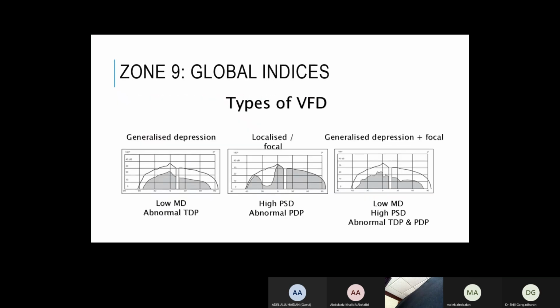In this type of visual field, we have generalized depression. We expect in this type we'll have a low mean deviation. Mean deviation will be affected, but the pattern will not be affected. And we'll have an abnormal total deviation plot, the first one. When we have a localized focal defect, we'll have a high pattern standard deviation and an abnormal pattern deviation plot. When we have both, both will be affected. Mean deviation will be low, meaning affected, and the pattern standard deviation will be high, meaning affected, with abnormal total and pattern deviation.